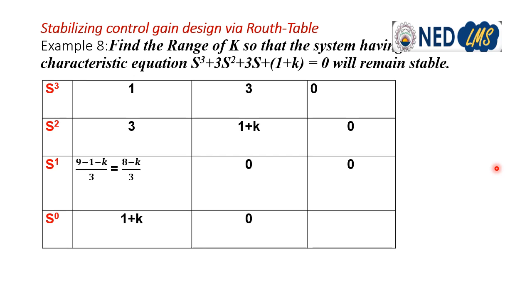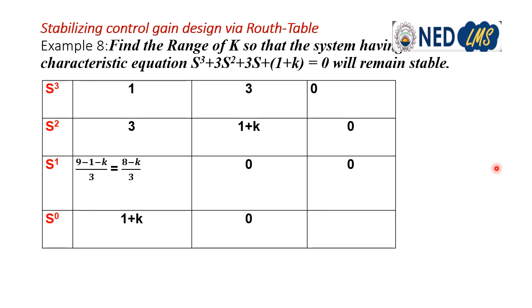There is a range of k for the stable system. We have to find that range. So we'll make the Routh table in the usual manner. The first is the highest power of s, which is s cube. So we have s cube, then the next row is s square, s raised to the power 1, and then s raised to the power 0.